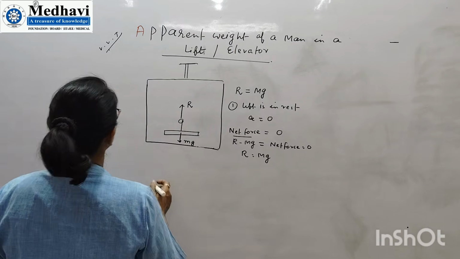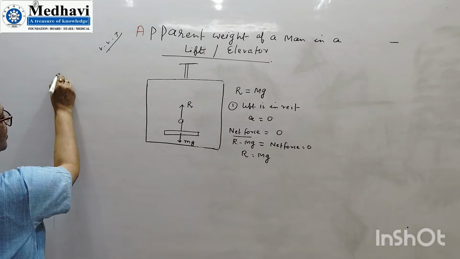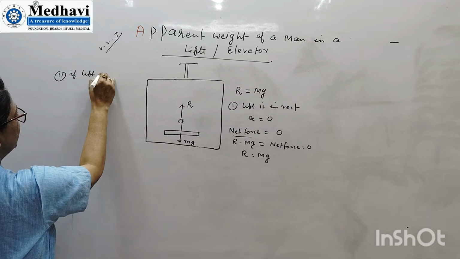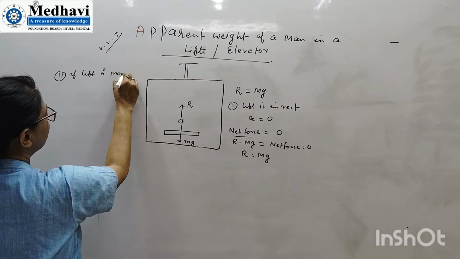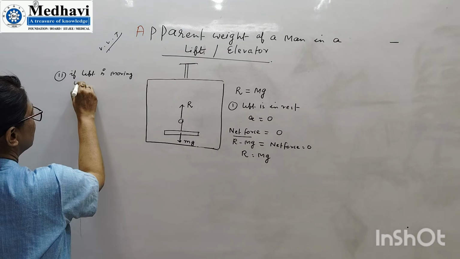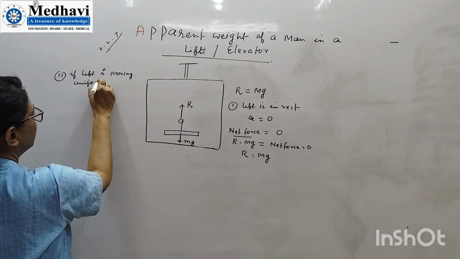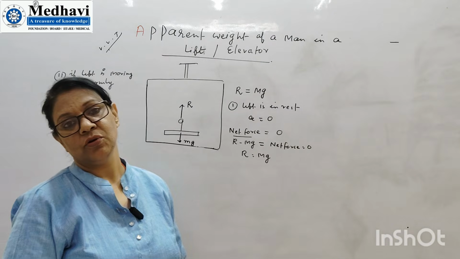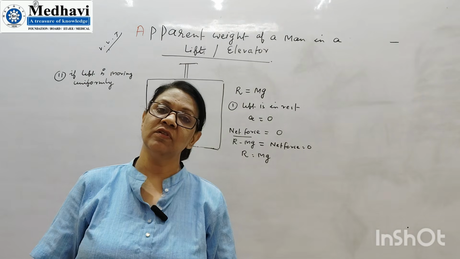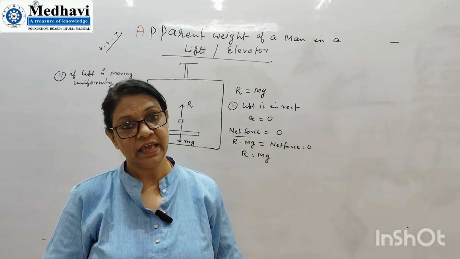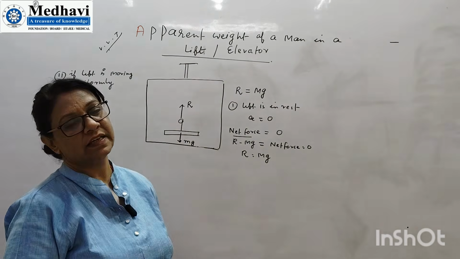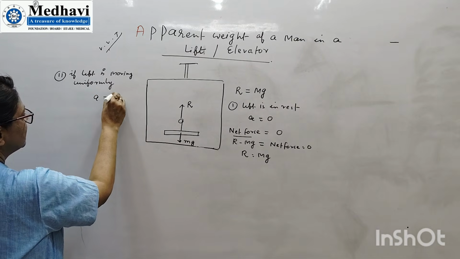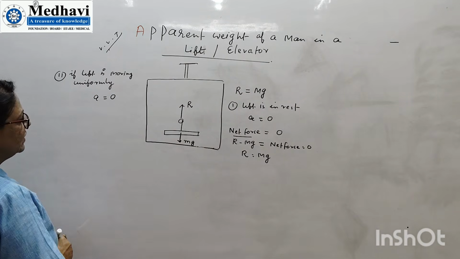Second condition: if the lift is moving uniformly, a very important point. I have already explained in my second video, uniform motion means equal distance in equal intervals of time, and in such motion acceleration is 0. So here acceleration of the person is 0.